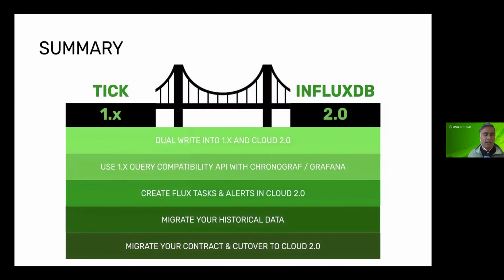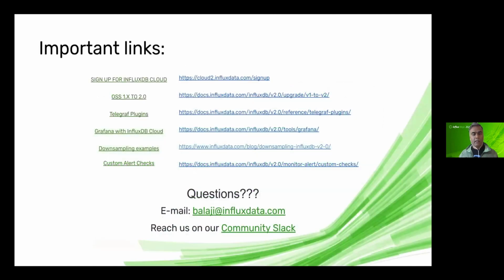So in summary, you saw that for all of open source, enterprise, and cloud, how you can take from 1.x to 2. Typically, it involves dual writing, using the query compatibility API with Chronograf or Grafana. You use tasks and alerts in 2. We have some options for you on the Kapacitor side. Then migrate your data, and then migrate your contract, and then cut over to Cloud 2. These are some other links. Happy to answer any questions.